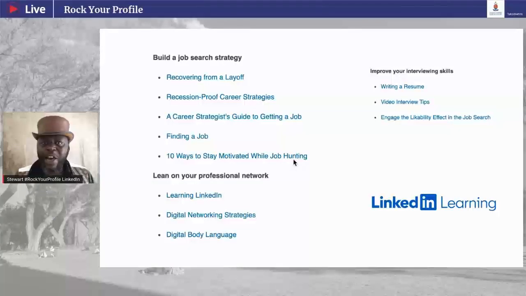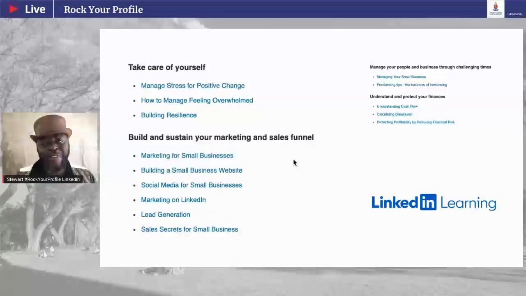So with that, there are courses available to help you navigate the job market, especially during the times that we're going through. University of Pretoria, working with LinkedIn, has agreed on making these publicly available for you. So building out a job strategy, learning how to network, or just improving your interviewing skills, these will be available after this session for you.